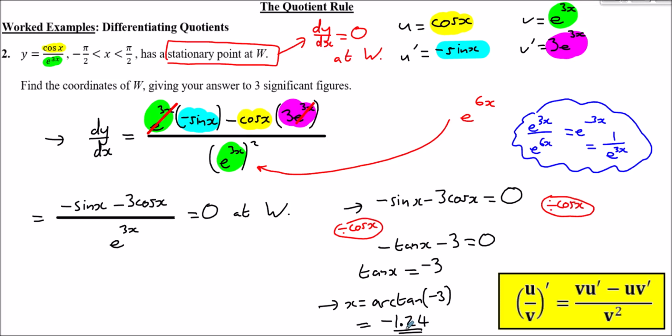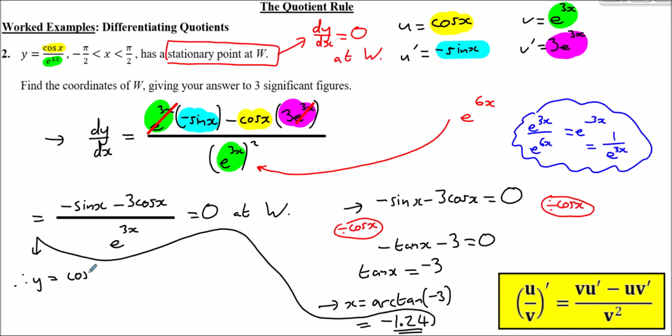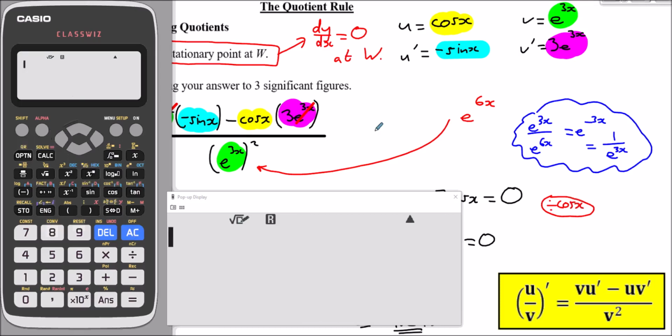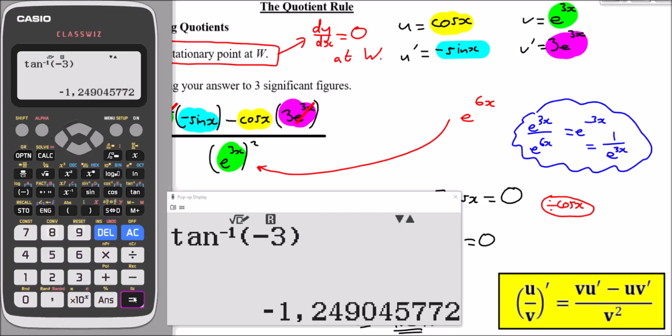Now we've got the x-coordinate, we can simply substitute in what y is. So therefore, in fact I'll leave it on the same screen. Apologies for the shoddy ordering. So therefore y will be cos of minus 1.24 all over e to the power 3 times minus 1.24. So rather than just typing that in and rounding it, we can use the calculator to actually remember the previously stored answer. So if I toggle back, that's my stored answer.